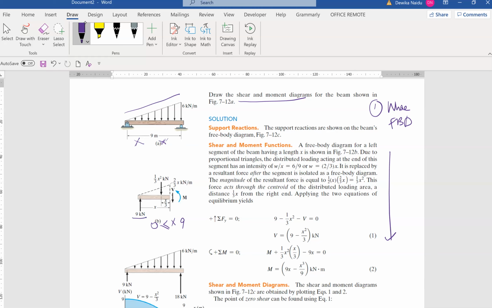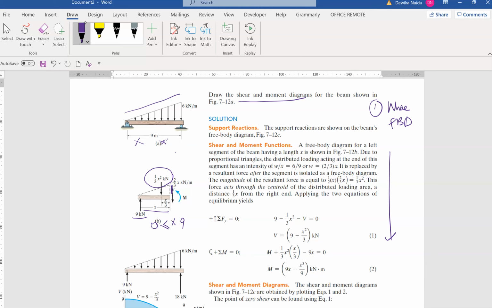And then when we cut, we're exposing the V and the moment and normal, but in this case we don't draw the normal. And then we have one loading here, which is half times base times height. So if you call a distance of x, the height here will become 2/3.